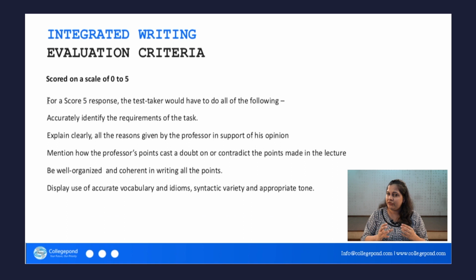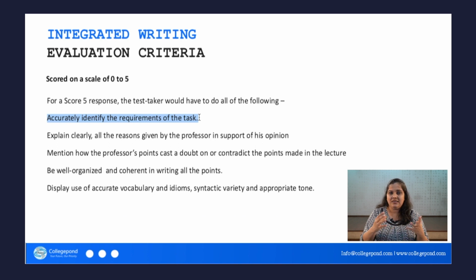3 is kind of an average score which is expected in most universities, but somewhere around 3.5 to 4.5 would be a good target for all of you. When you look at the task criteria, what exactly are you supposed to do? You're supposed to accurately identify the requirements of the task. So, for example, in the integrated writing task, your requirement is to write up to 225 words or a little bit more than that. If you write below 150 words, you are not going to score any points in this, right? So you need to keep track of how many words you're writing.